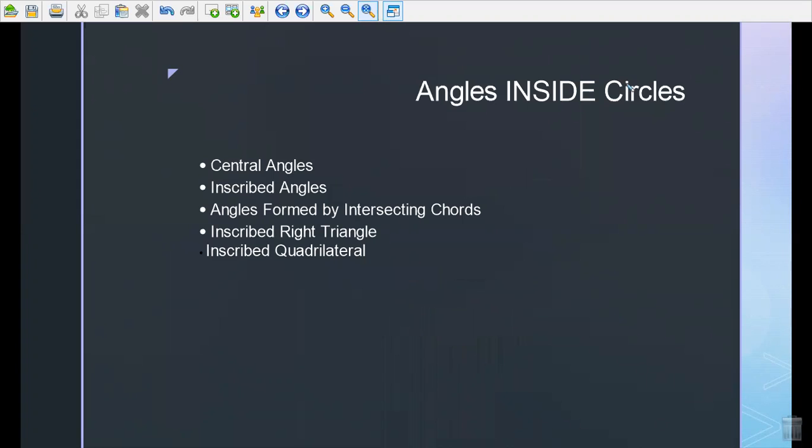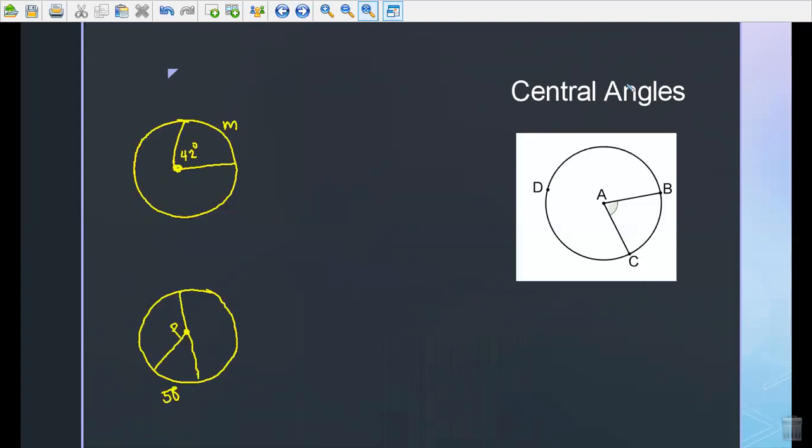They're going to be the ones you like the most. Then we've got inscribed angles, angles formed by intersecting chords. And then we're going to look at some inscribed shapes, specifically a right triangle and a quadrilateral. So to begin with, central angles. The best part about central angles is that they are the exact same as the arc that they intersect.